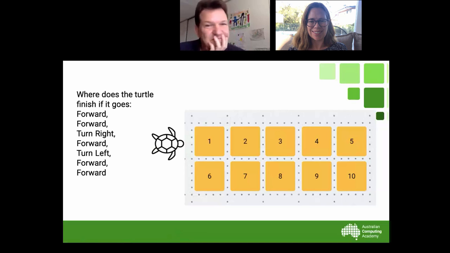Does anyone want to have a go and tell me where you get to? Olivia's had a guess. Well done, Olivia. Number five, number nine. Have another try, Olivia. Marie's had a guess, and Jake, well done, everyone who's having a go. That's wonderful. It's nice to see everyone trying. Fantastic. Okay. And Jake's saying nine. Shall we go and have a look at where that turtle went to? I think we can. Let's try.